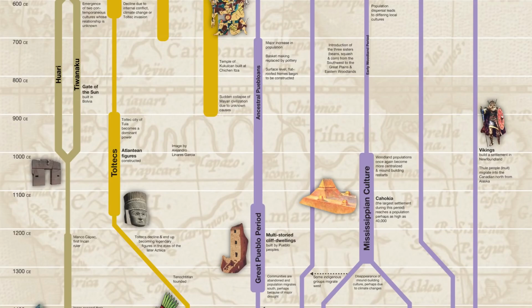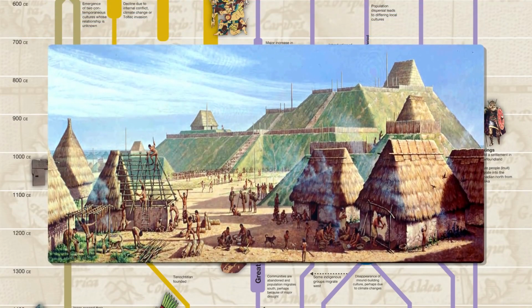Around the year 1000, the eastern woodland populations once again became more centralized, and mound building started up again, this time reaching its most developed stage. The civilization that existed in the eastern half of the US during this period is called the Mississippian culture, and it consisted of several relatively large cities, such as Cahokia, which likely had a population of around 20,000 people.